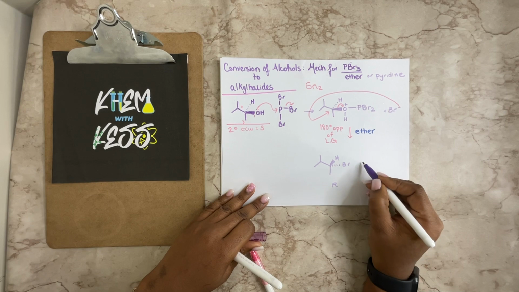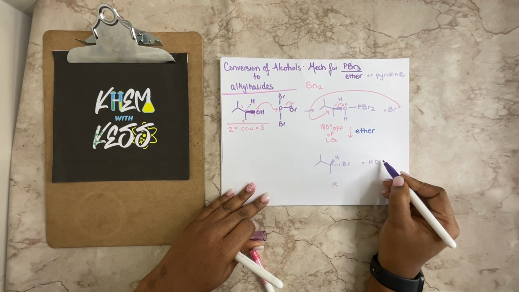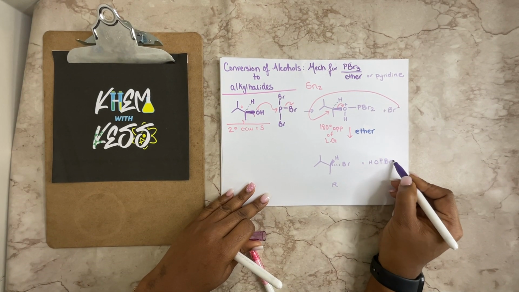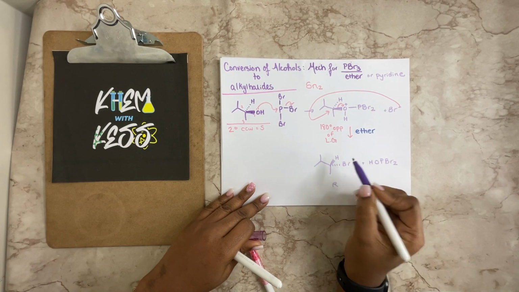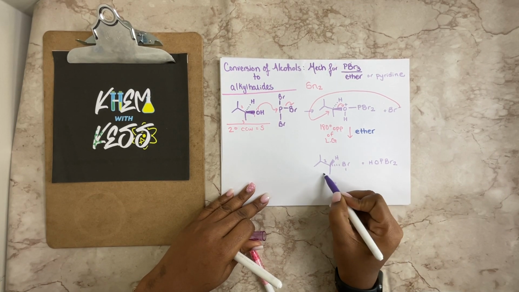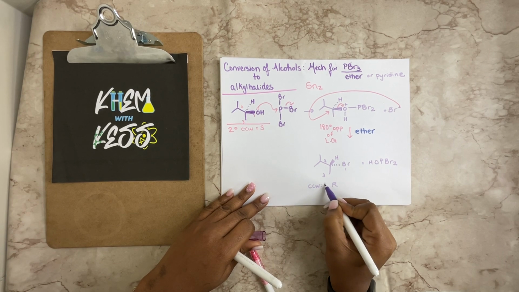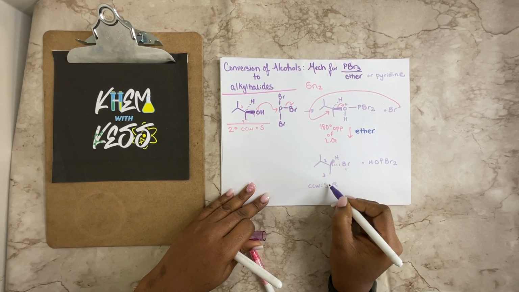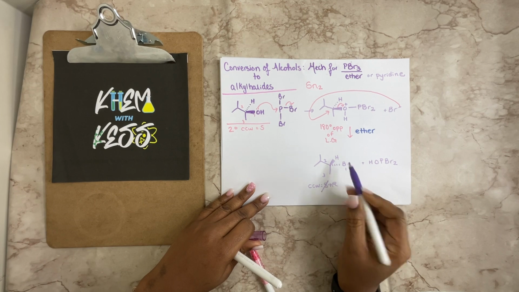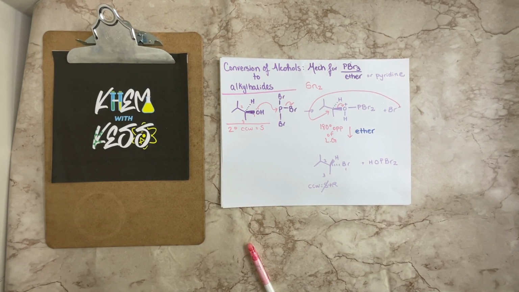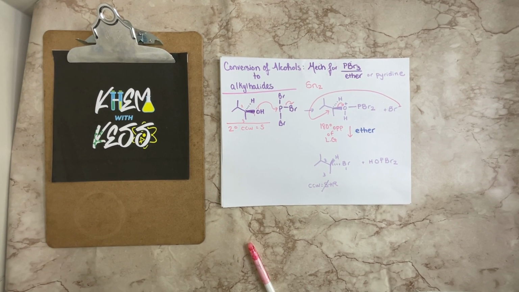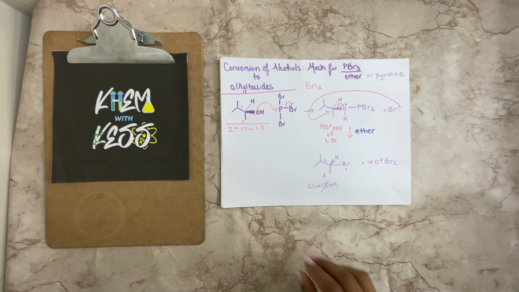Everything else that popped off just became HO with the PBr2. And then just to check, 1, 2, 3, counterclockwise, which is normally S, but the fourth priority is in the front, so we have to switch it to R. So that one is for when you're dealing with ether as your solvent.